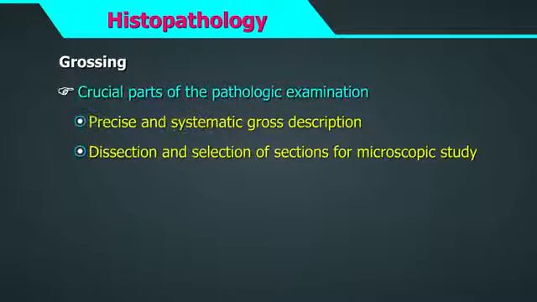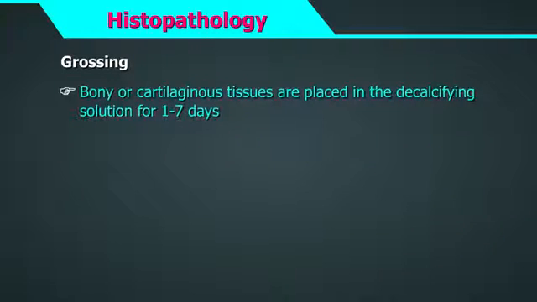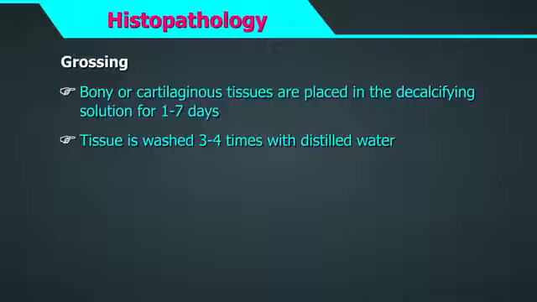Grossing. Precise and systematic gross description, dissection, and selection of sections for microscopic study are crucial parts of the pathologic examination and often cannot be remedied if omitted or done poorly at the time of the initial workup. This should be done by a pathologist having reasonable skill in histopathology and should not be left to the technical staff. Bony or cartilaginous tissues are placed in the decalcifying solution for 1 to 7 days. The tissue is washed 3 to 4 times with distilled water.